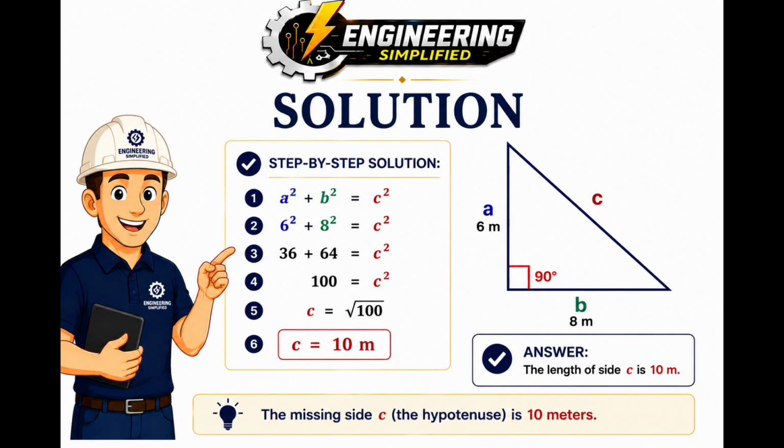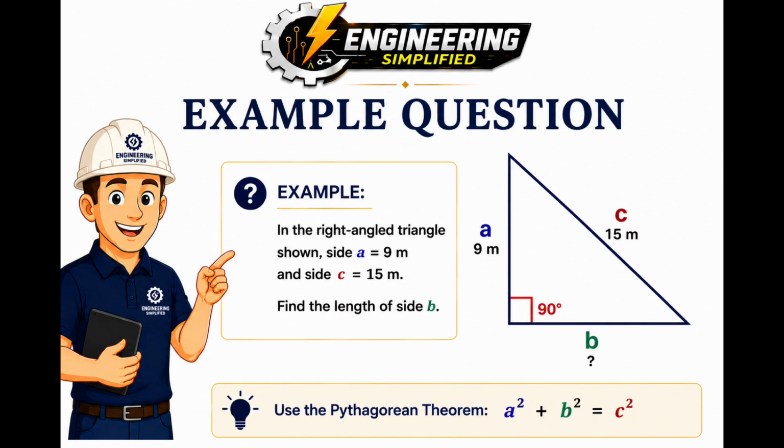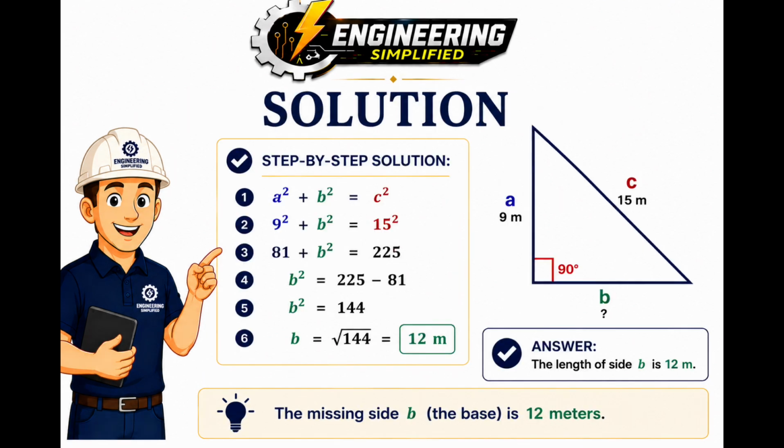Now let's try another example. This time, side A equals 9 meters, and the hypotenuse C equals 15 meters. We need to find the missing side B. Let's solve it. Start with the formula. A squared plus B squared equals C squared. Substitute the known values. 9 squared plus B squared equals 15 squared.